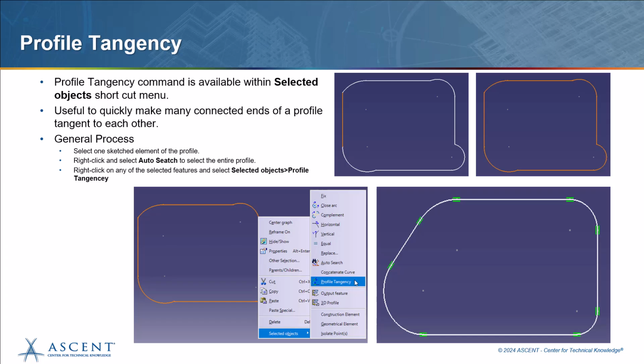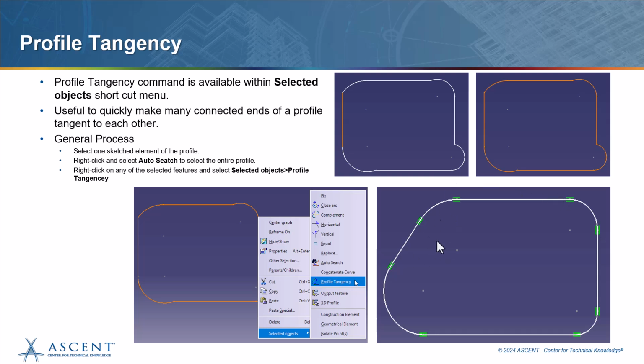The last example we're going to take a look at for new functionality within the Sketcher Workbench in CATIA V5 2024 is the Profile Tangency function. What this does is it quickly applies tangencies to any lines and arcs that are connected end to end that don't already exist.